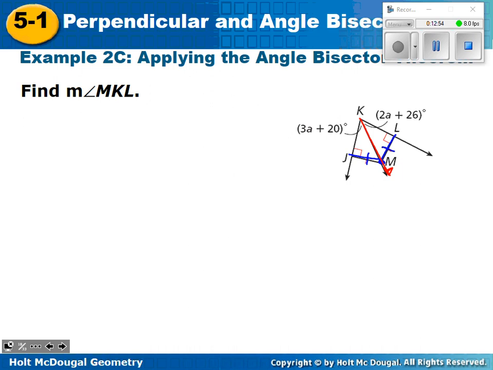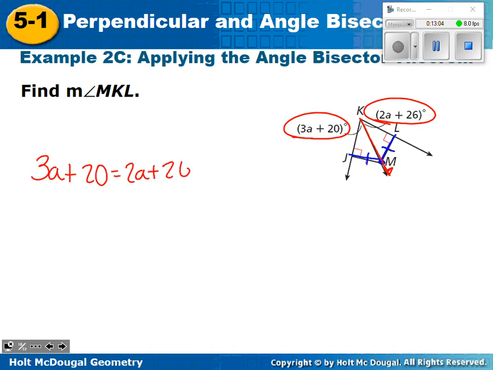And if it's an angle bisector, what does that mean about 3A plus 20 and 2A plus 26? They're equal. So 3A plus 20 equals 2A plus 26. And I know I'm spending a lot of time on words, but I'm trying to make sure if you have to explain something that you understand how to explain that. So those distances were congruent. Therefore, it is an angle bisector. And now these angles are congruent. So just subtract 2A and subtract 20.